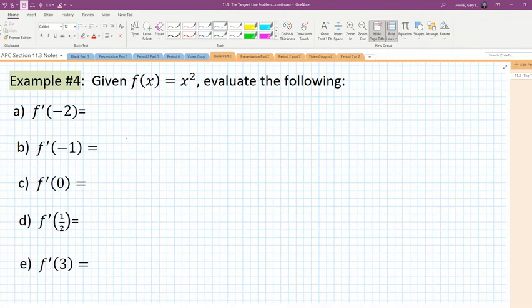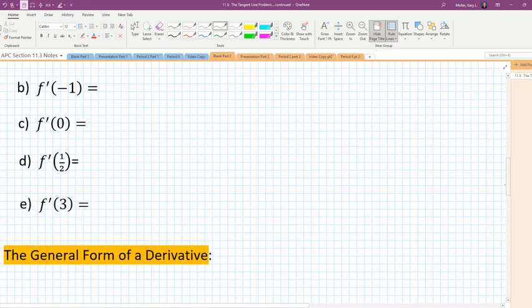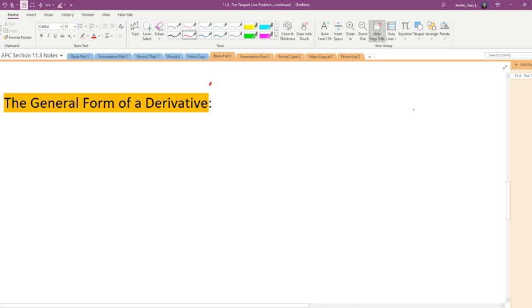So instead, what we're going to do is we're going to sort of just jump ahead and preview what's known as the general form of a derivative. All right, so we're going to talk about the general form of derivative. And in order to do that, we're going to kind of go back to our picture. And we're going to kind of make an arbitrary function.